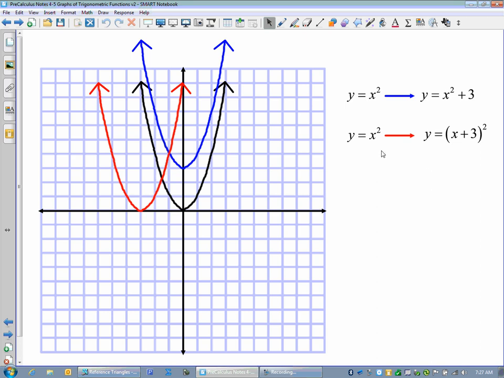Now, if you want to get a technical explanation of why it's counterintuitive, since we're making our change inside the parent function, we're actually affecting the domain. We're changing the input. So in reality, we're actually shifting the plane itself 3 units to the right, which has the effect of shifting the graph 3 units to the left.